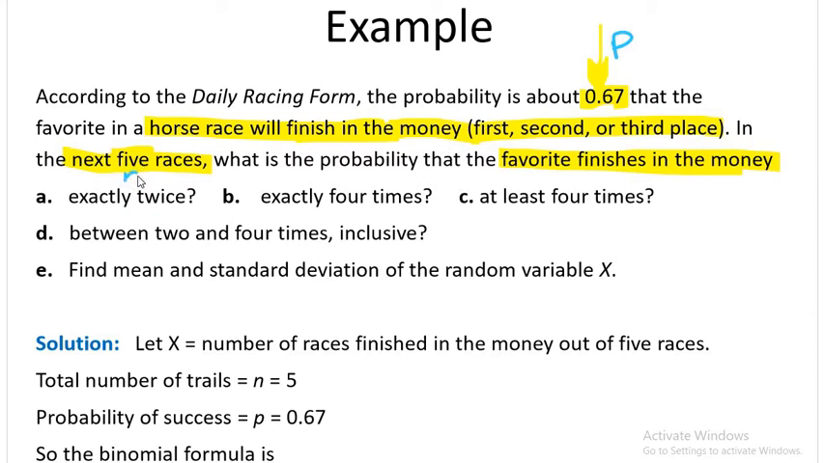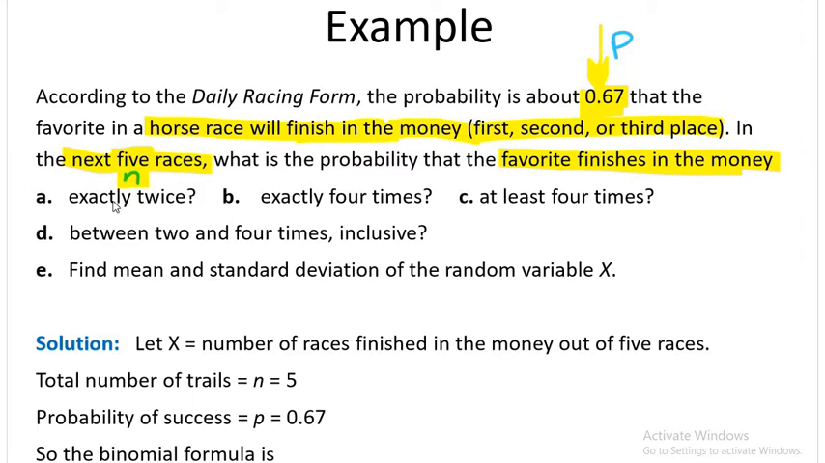Okay, so he said identify a success. I identified success: my success is getting one of the first 3 positions. Then he said find p. This p is given to me: the probability that he will finish in the money. The third step is to determine the number of trials, so I determined n. Now I can write the binomial formula and answer anything.